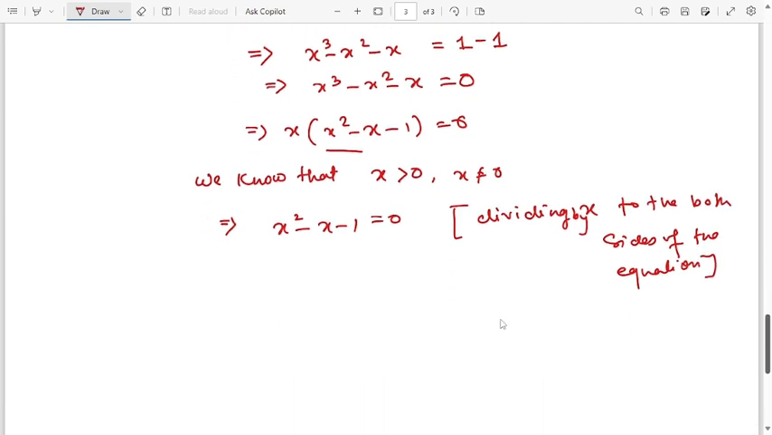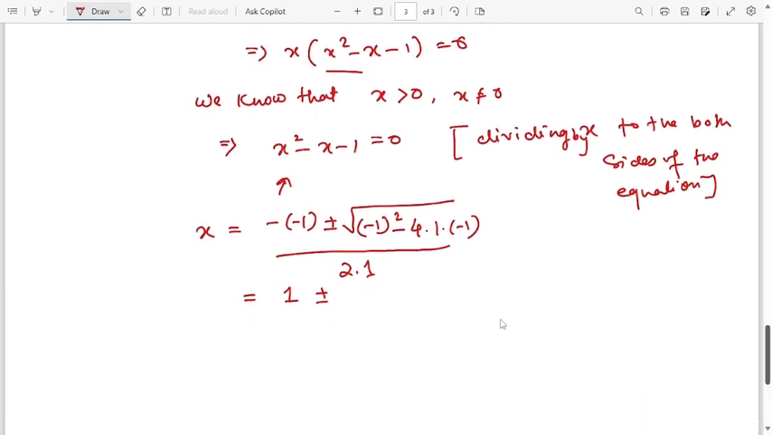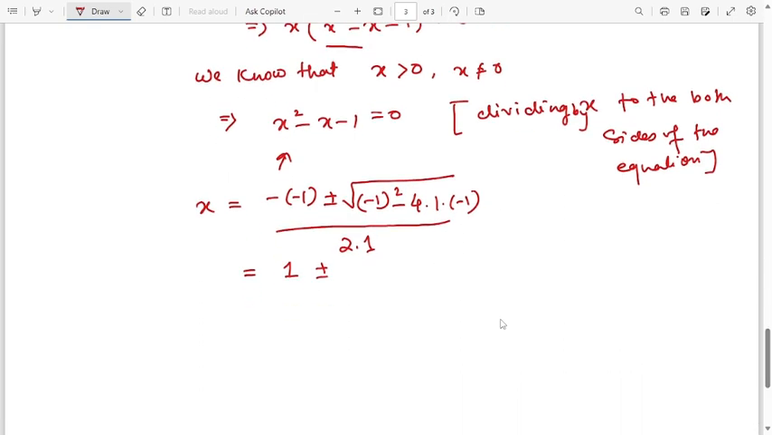Okay. So now we have this quadratic law to solve for x. What is that? This will be x is equal to minus b, that means minus of minus 1, plus minus square root of b square, this is minus 1 whole square, minus 4 times a, which is 1, c is also minus 1, by 2a, 2 times 1. We already know that law. This will become 1 plus minus square root of 5 by 2.